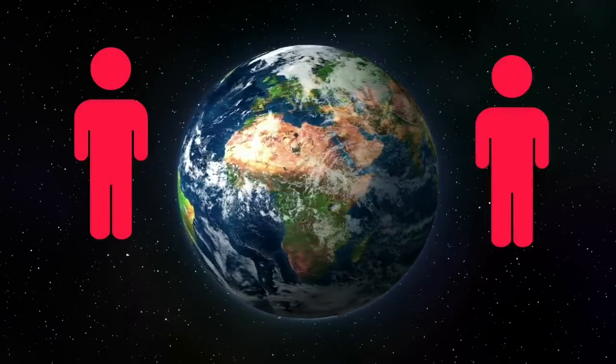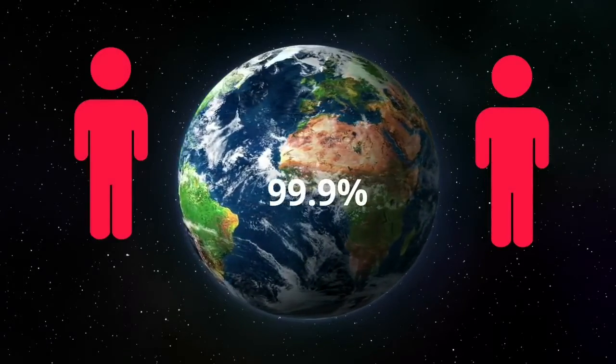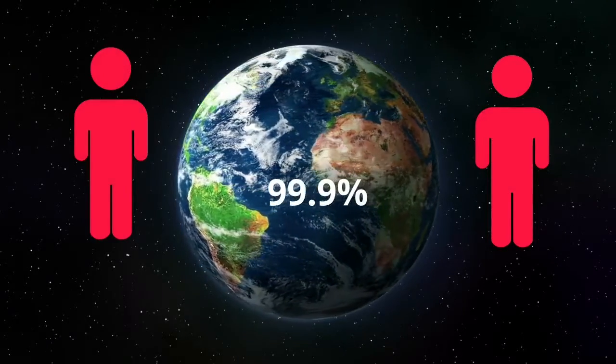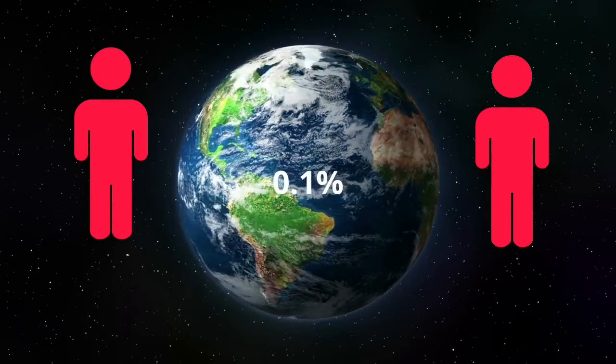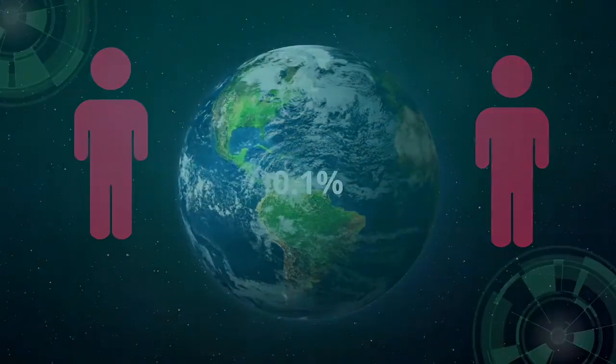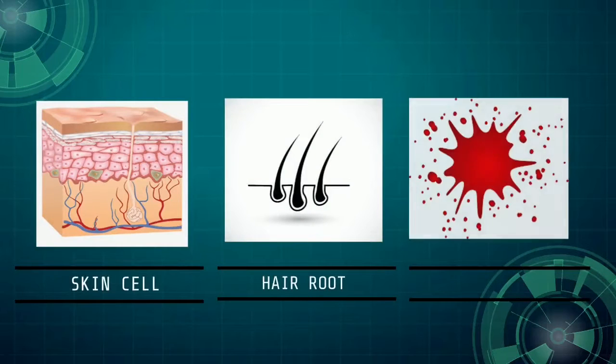Any two people in the world have 99.9% of their DNA the same. So this process analyzes the differences in the remaining 0.1%. This is what we call DNA profiling. It is a very sensitive technique which only needs a few skin cells, a hair root, or a tiny amount of blood or saliva.